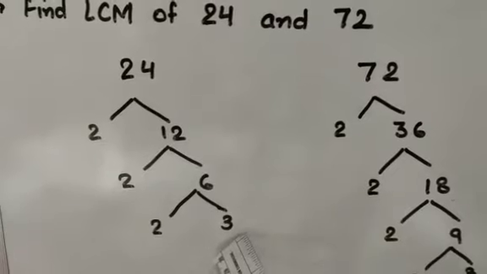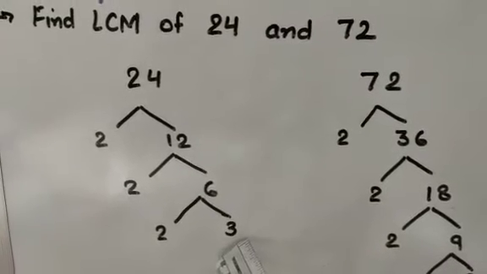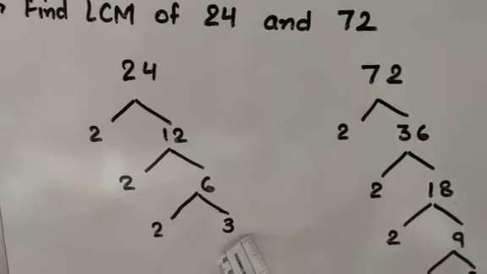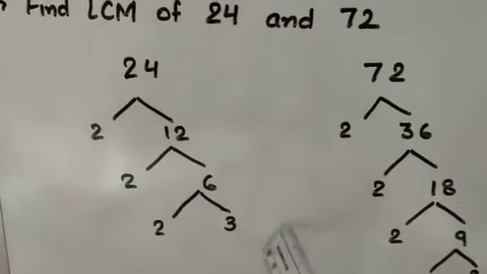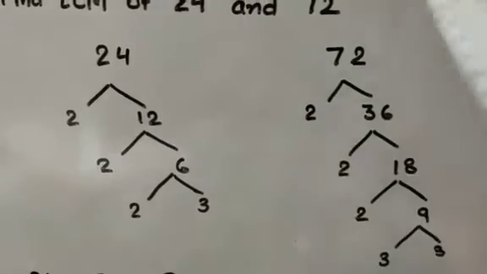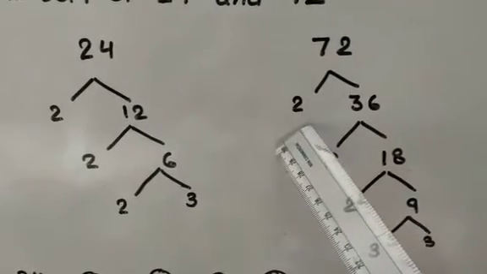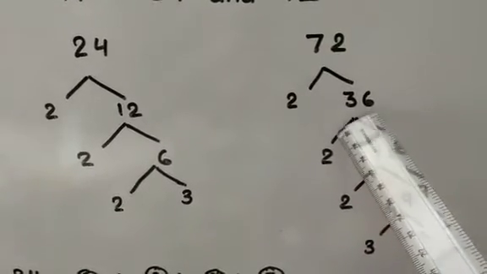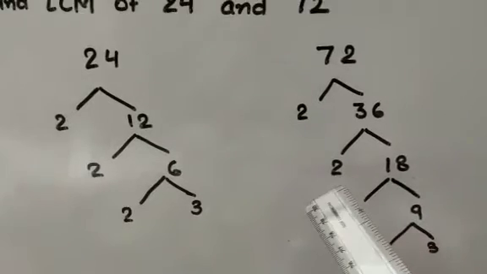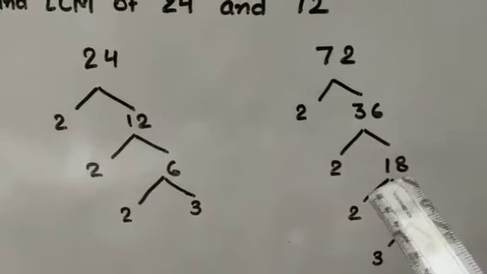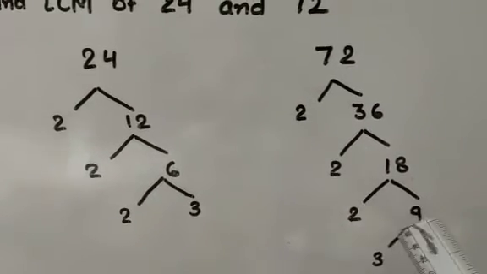3 is not divisible by 2. It is only divisible by itself, so we will not move further. Leave it here only. Then the next number is 72. 72 divided by 2 is equal to 36. 36 divided by 2, 18. 18 divided by 2, 9.